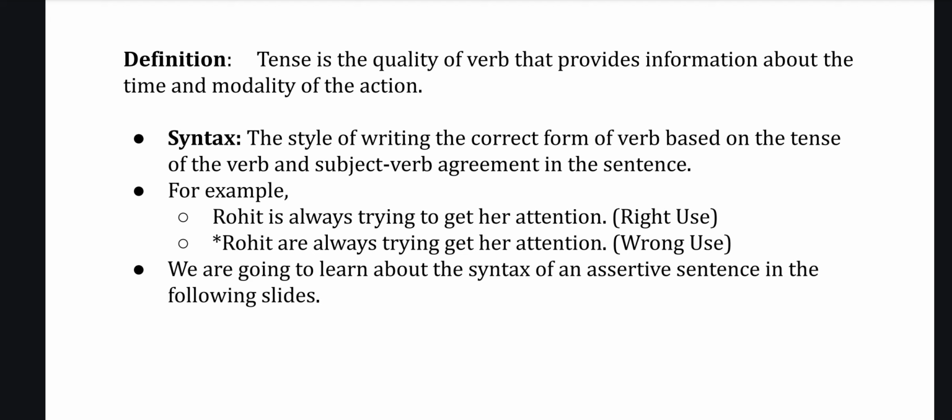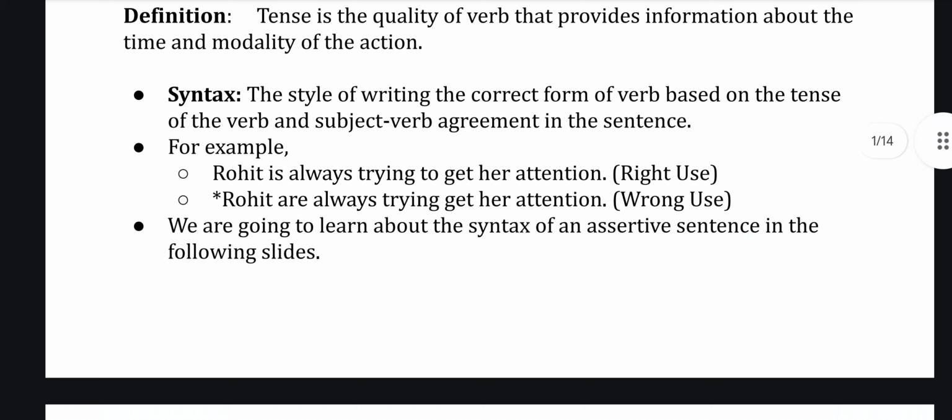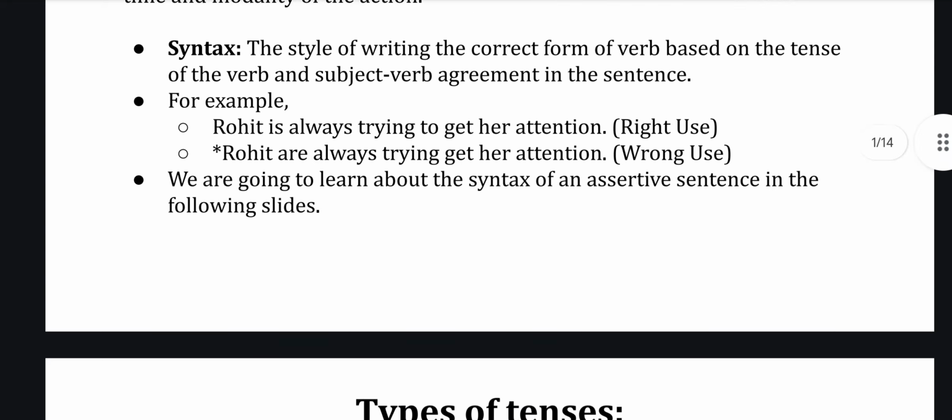You cannot write Rohit are. Rohit is a singular third person noun that does not take the be verb are after that. So we are not going to write Rohit are always trying to get her attention. We must write Rohit is, right? We are going to learn about the syntax of an assertive sentence because it is the easiest type of English sentence in terms of its structure and meaning. So, moving on to the next slide.